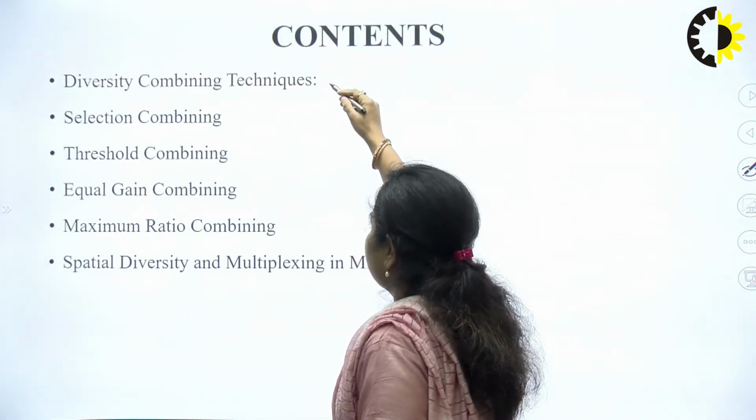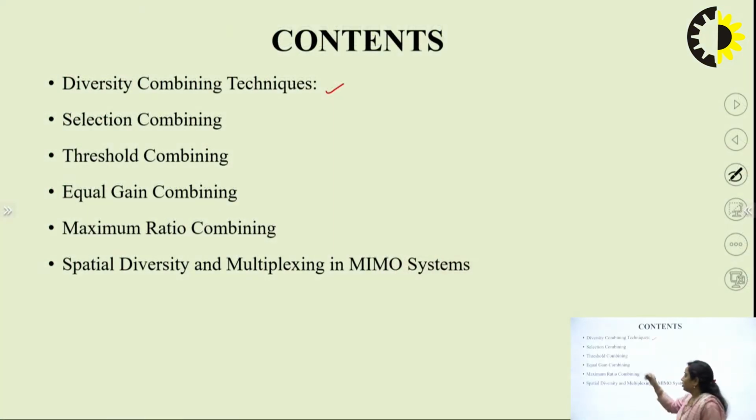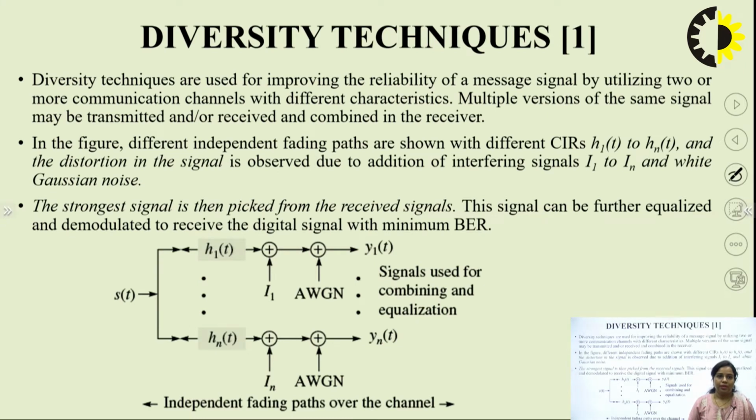First we will discuss what is a diversity technique, means its introduction. Then different types of diversity techniques are there. There are basically 4 types of techniques. First one is selection combining, threshold combining, equal gain, maximum ratio, then spatial multiplexing in MIMO system. So this is multiple input, multiple output system. We are going to discuss this topic also. So I will begin with diversity technique.